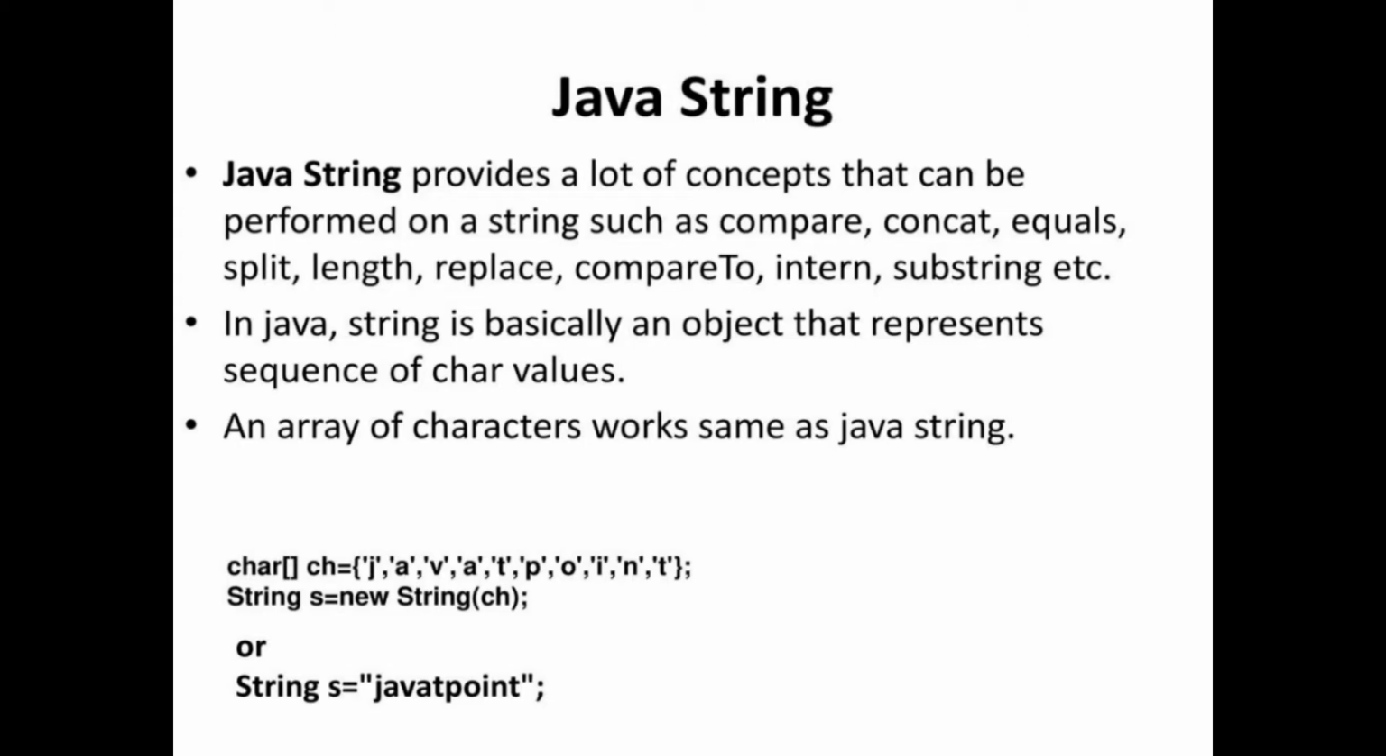In Java, a string is basically an object that represents a sequence of character values. An array of characters works the same as a Java string. For example, char, open and close square brackets, and write the character array name ch is equal to, inside the curly brackets, single characters written in single quotation marks and separated with commas, and lastly closing the curly bracket and a semicolon.